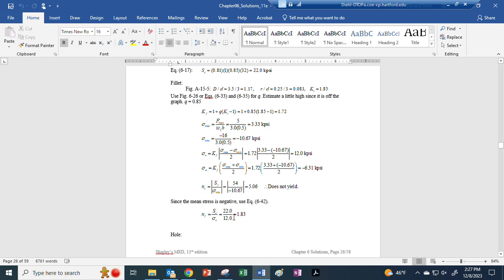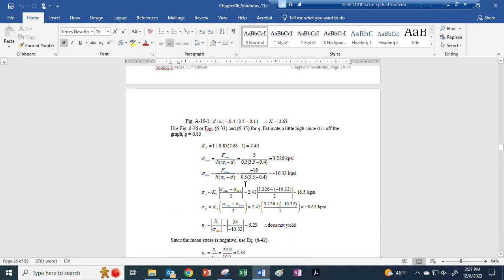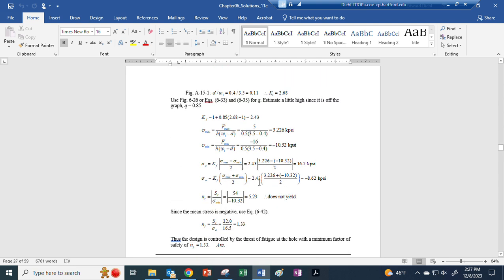Wow, that's so much higher than ours. Well, their alternating is 12. Why is our alternating so much larger? 15.57. Maybe they're talking about the hole. Well, that's for the fillet. Okay, here's the hole. So they did them separately. And they got 1.33. 1.4, I can live with that.